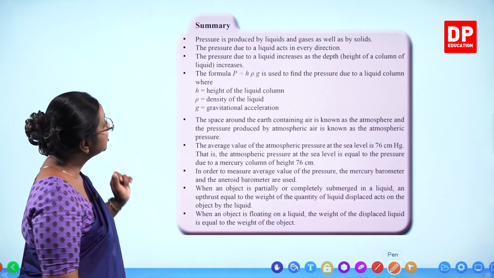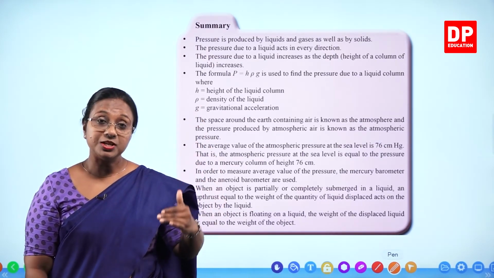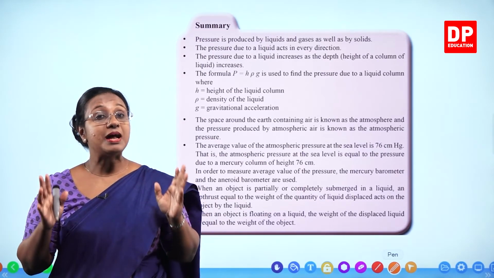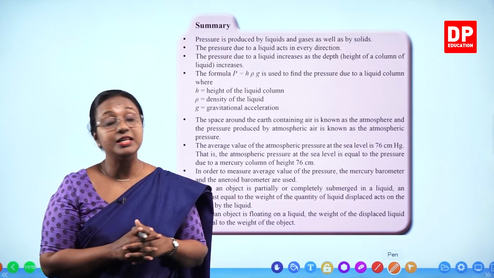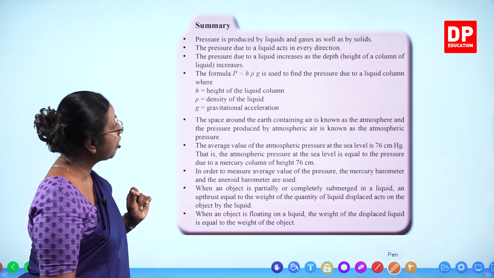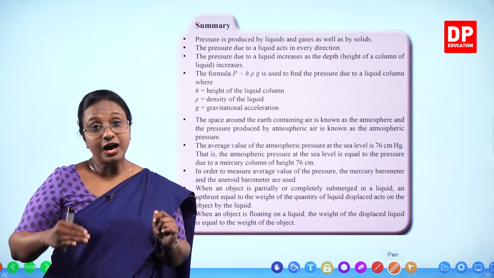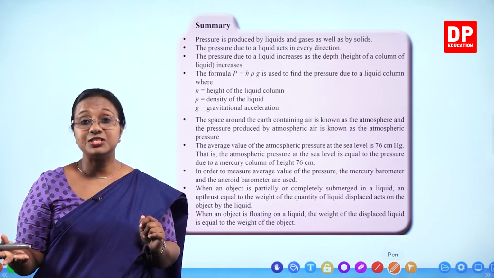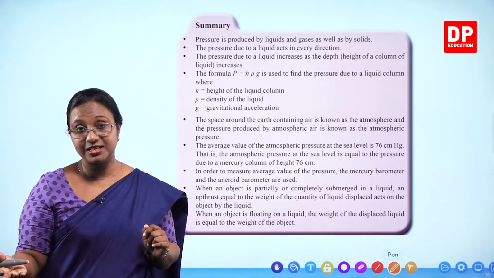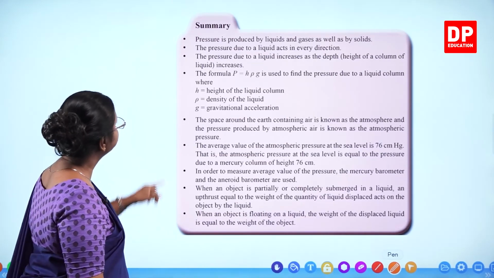Then if you take the pressure due to a liquid, it acts in every direction. Normally the pressure of a liquid column is exerted on the bottom surface of the container, but still it acts in all directions. The pressure due to a liquid increases as the depth or the height of the column of liquid increases. So you all know when the height of the column is greater, the pressure exerted is more. When the height of the liquid column is less, the pressure exerted is less. Or as the depth increases, the pressure increases.